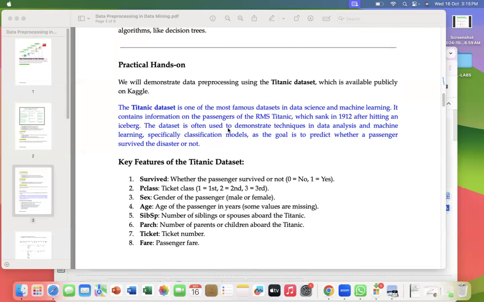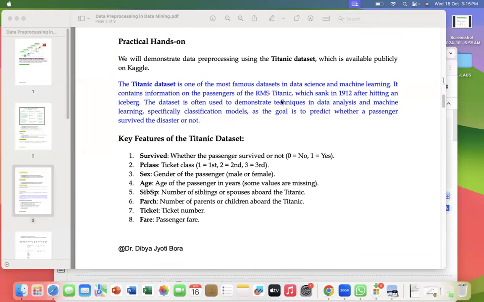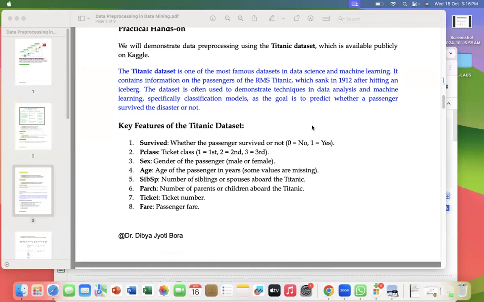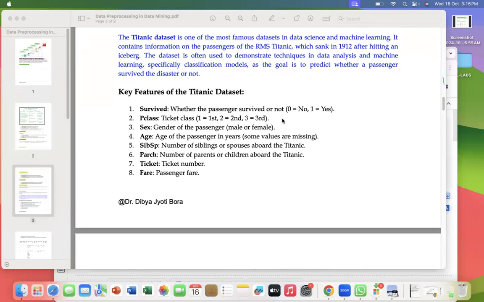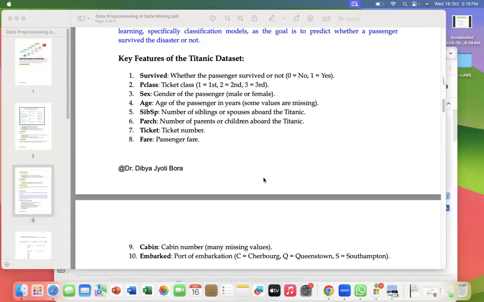The Titanic dataset is one of the most famous datasets in data science and machine learning. It contains information on the passengers of RMS Titanic, which sank in 1912 after hitting an iceberg. The dataset is often used to demonstrate techniques in data analysis and machine learning, specifically classification models, and the goal is to predict whether a passenger survived the disaster or not. That is the main thing we try to predict for this data set.